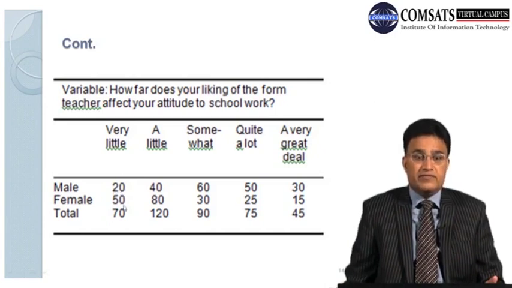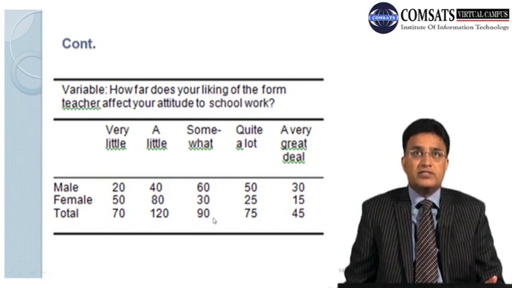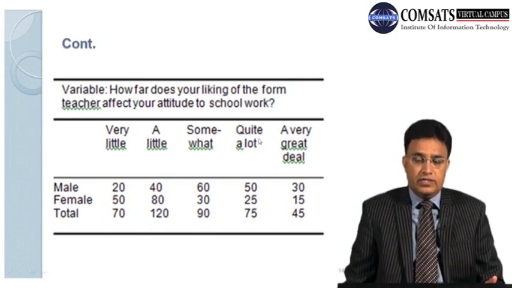Answer: female is 50, total 70. A little, 40 male, 80 female, 120. Somewhat, 60 male here, 30 female, total is 90. And quite a lot, 50 for the male, female 25, 75 total. A very great deal, 30 and 15 and 45.